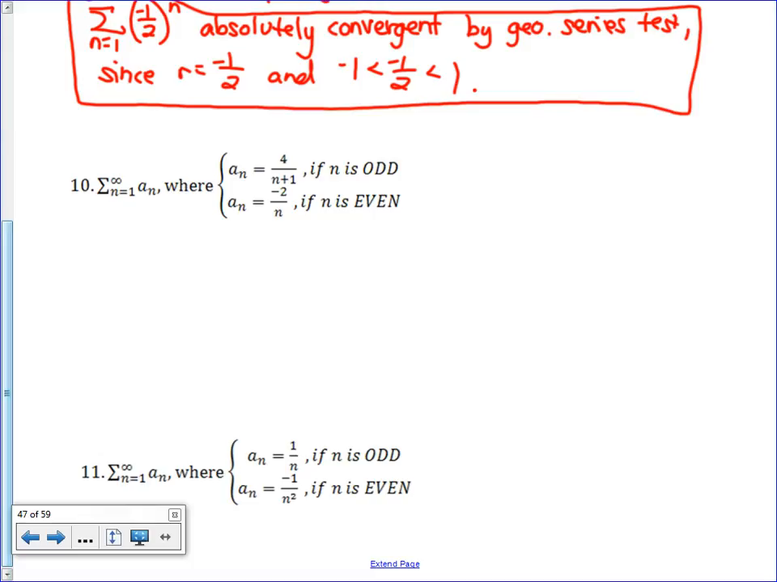Number 10. Oh, you break it into... Let's use our strategy. Do you do each part separately? Can you do each part separately? Don't you have to? Just check both of them to see if they converge or diverge. So they both do part by part.